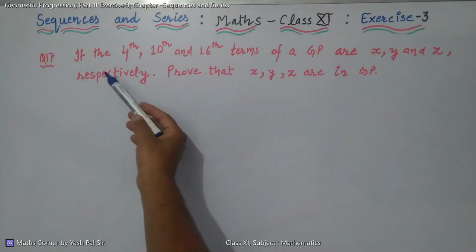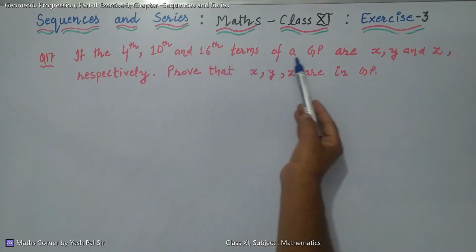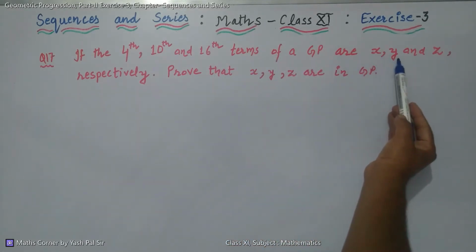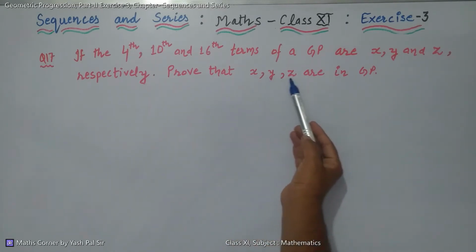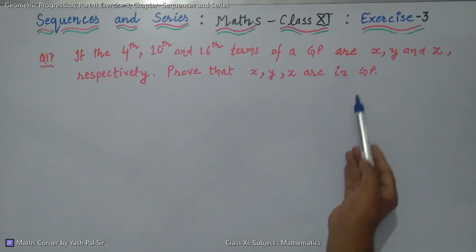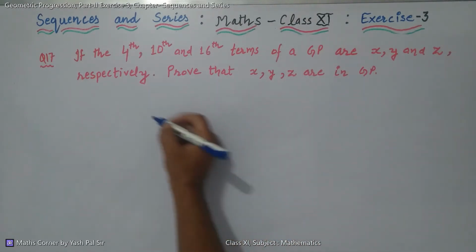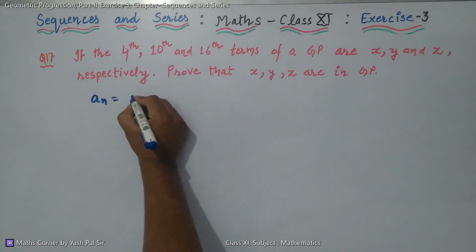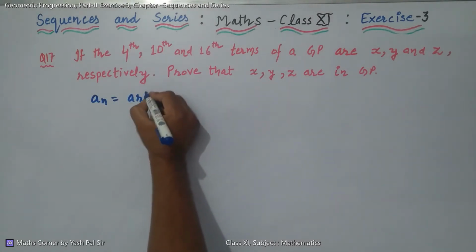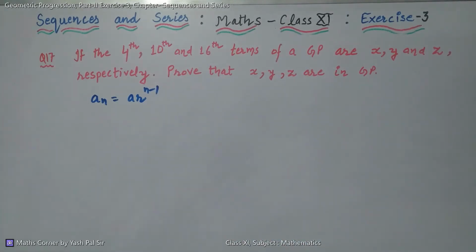Question number 17. If the 4th, 10th and 16th terms of a GP are x, y and z respectively, prove that x, y and z are in GP. So how to find the terms? The formula is: nth term is equal to a into r raised to power n minus 1 for a GP. So here in the very beginning, what is given?